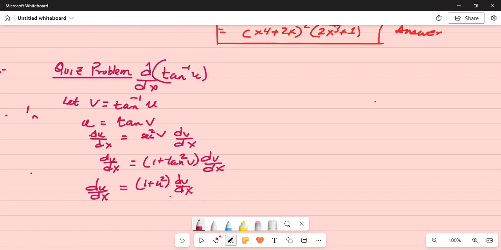Now in the problem, after we make this substitution, we have to find out what is dv by dx, because v itself is tangent inverse of u. So what is dv by dx?